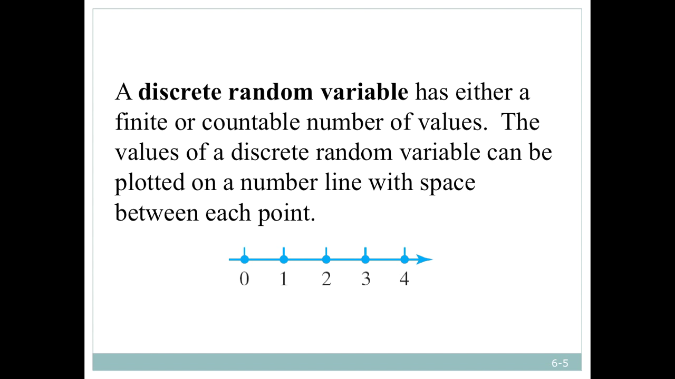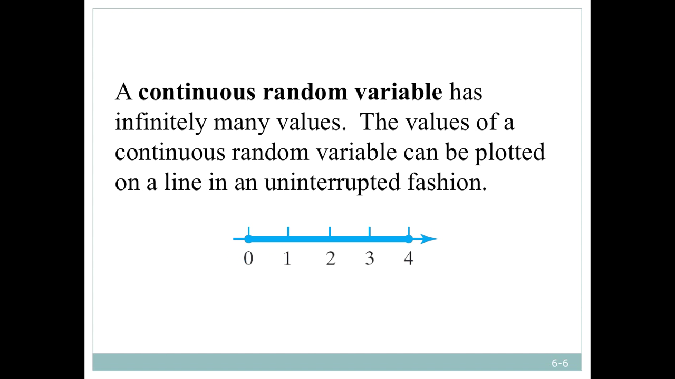random variable. Now we have two different types of random variables. We have discrete random variables and continuous random variables. And we tell these apart just like we told apart discrete and continuous way back from chapter 1. So a discrete random variable has a finite or countable number of values. The values of a discrete random variable can be plotted on a number line. So basically whole numbers, that's kind of how you want to think about this, countable things.